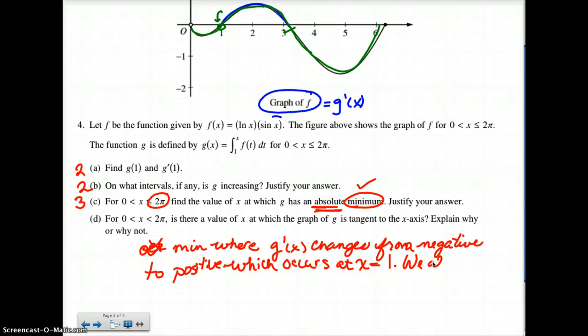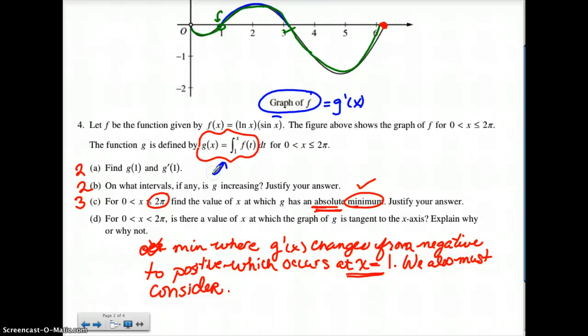We also must consider 2 pi, and really all I have to do is see if 2 pi will provide me with something that's less than what I get when I do 1. So really what I'm trying to figure out is what happens here at 2 pi with my function g. Well, g is the area under the curve, all right? So I know that at 1, g reached a relative minimum for sure. But watch my reasoning for why 2 pi is actually the absolute minimum.